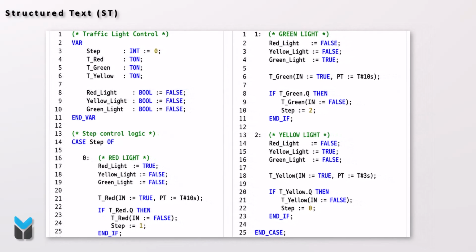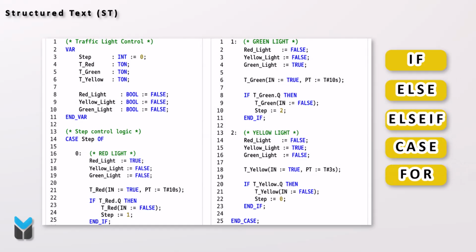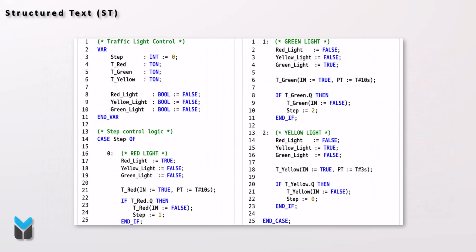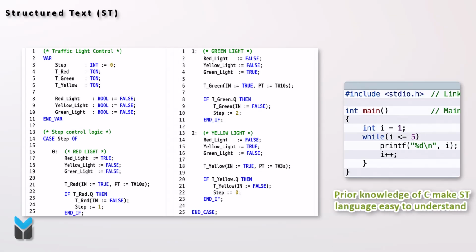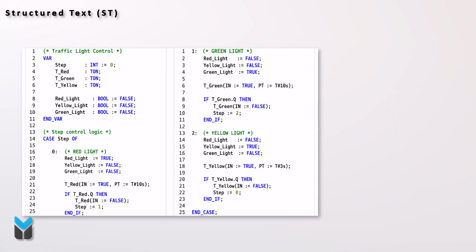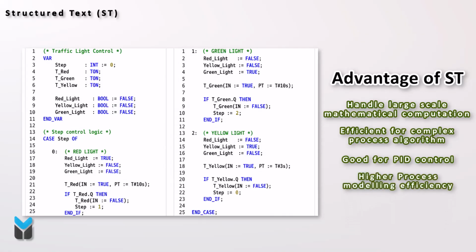The logic is built using control structures such as if, else, else-if, case, for, and while, which support both decision-making and repetitive operations. The execution follows a clear, step-by-step flow, making the program behavior predictable. Since ST is similar in structure to the C programming language, prior knowledge of C makes it easier to learn and understand. One of the major advantages of structured text is its ability to handle large-scale mathematical calculations and complex control algorithms efficiently. This makes it ideal for applications such as PID control and process modeling.